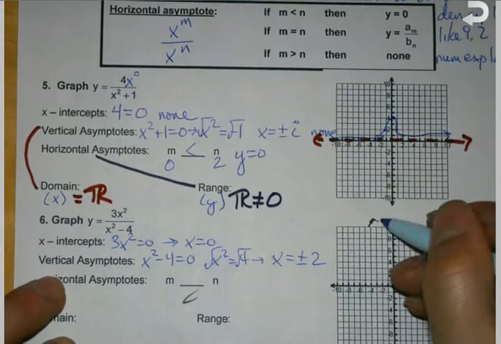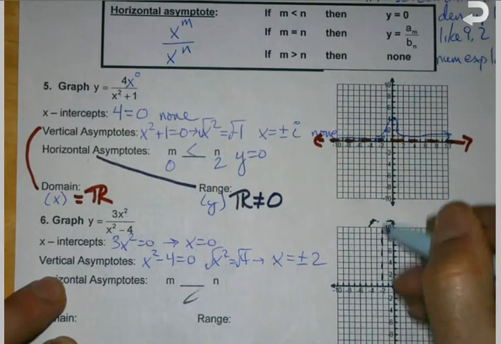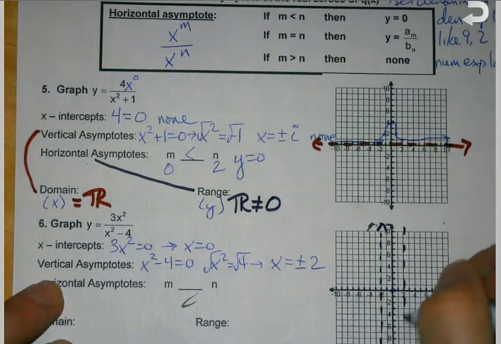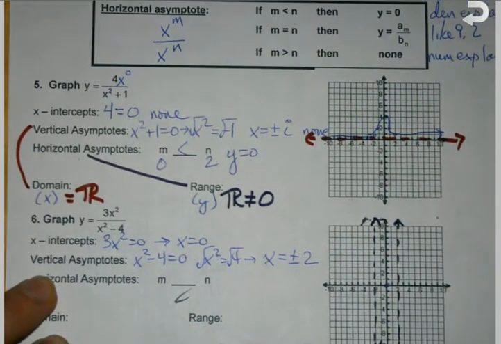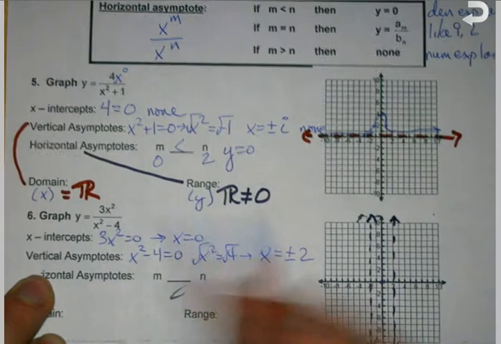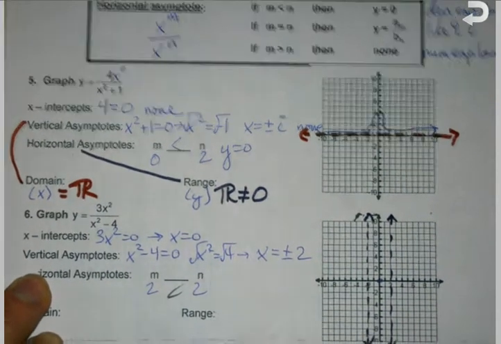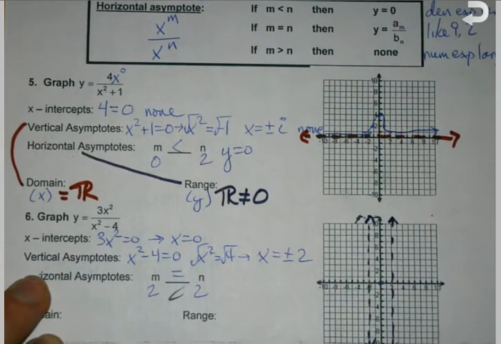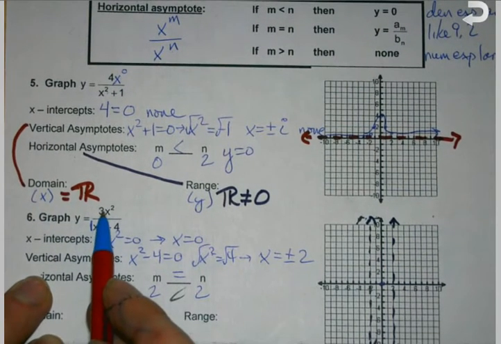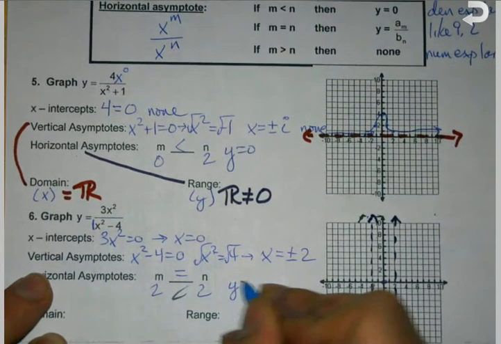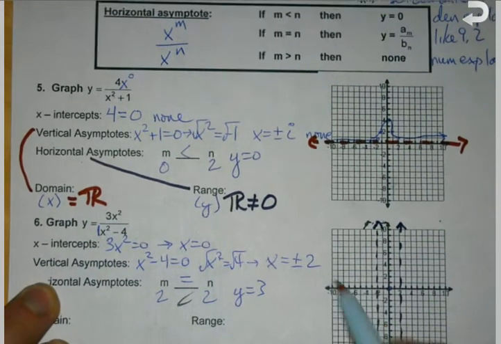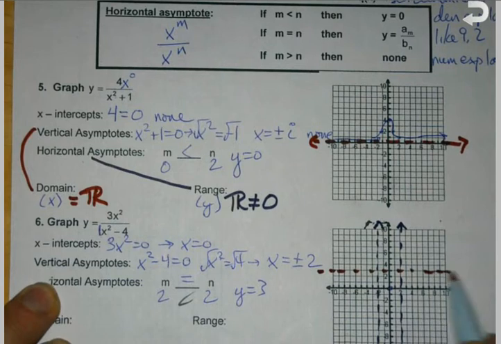Again, I would suggest, as you get these, you go ahead and draw those in. Horizontal asymptotes, again, we're looking at the exponents. This time it looks like m and n are both 2, which means they're equal, which means we're going to divide the coefficients. So divide the numbers out front. 3 divided by 1 is 3. That's my horizontal asymptote. Lots of asymptotes this time.